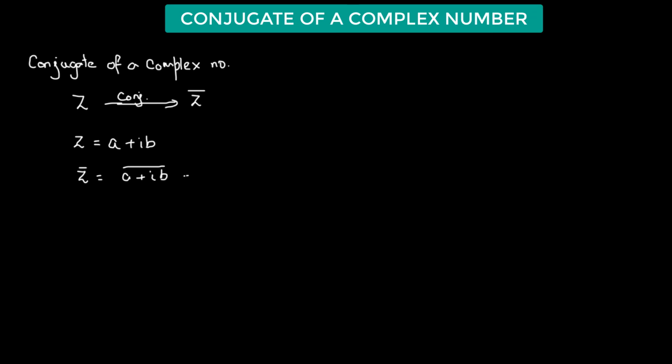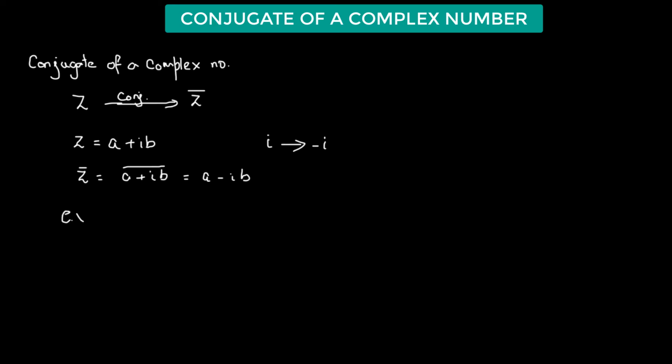So when we are talking about the conjugate, there will be no change to the real part. The real part of z bar is a, so it will be written as a. Now we will transform the i to a negative i, so we'll have negative ib. That means that the conjugate of a + ib is simply a - ib, and we have replaced i by a negative i.